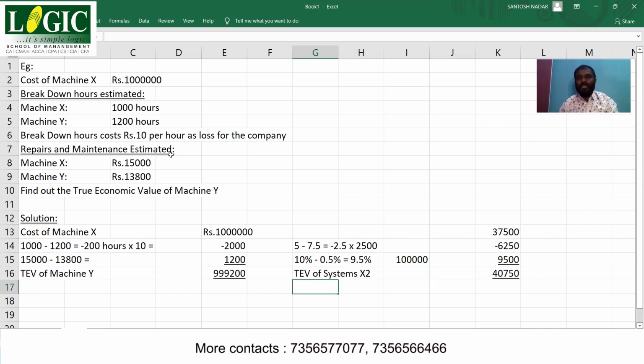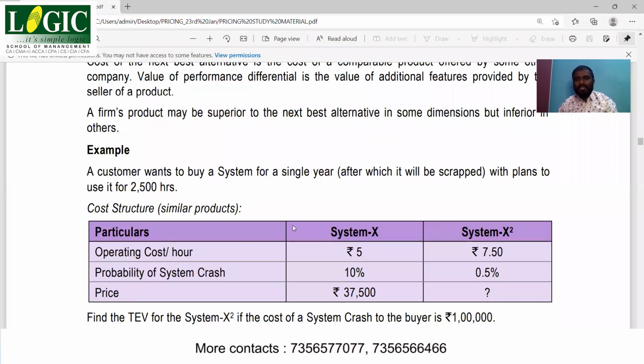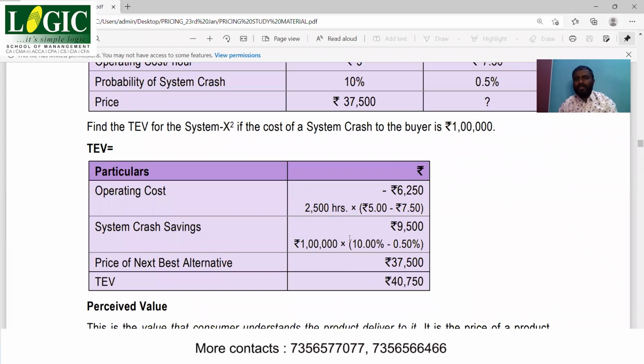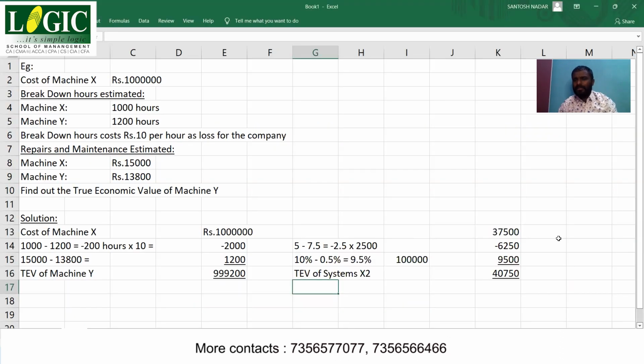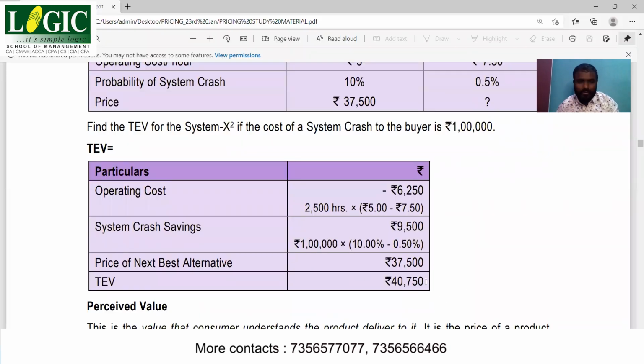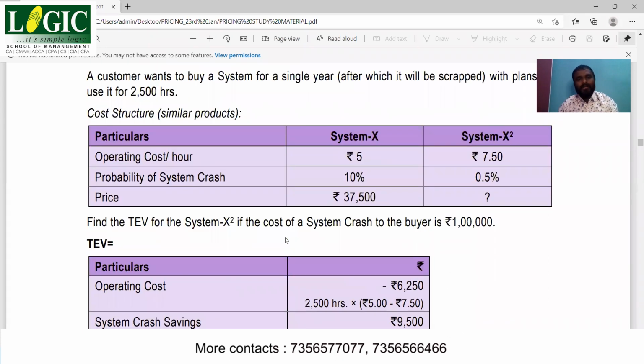With the help of these two examples, I'm sure you'll be able to understand what exactly the true economic value is. Just the steps need to be understood. You can present it in a very simple manner. The presentation may be different, but this is how the final answer is derived: 40,750. See you all in the next lecture with some more interesting concepts in CA Final SCMPE. Thank you, everybody.